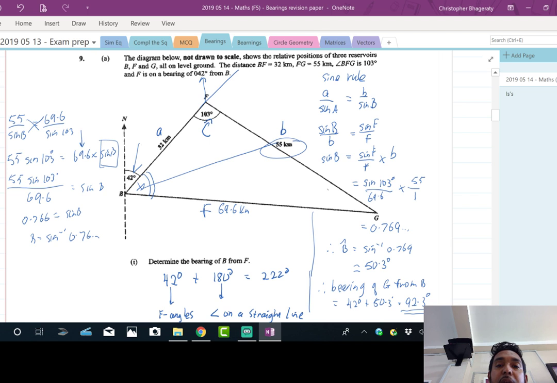And don't forget, we're not done. After you find that 50, you have to add it to the 42. Because remember, what we're looking for? We're looking for the bearing of G from B. Okay. All right, cool.